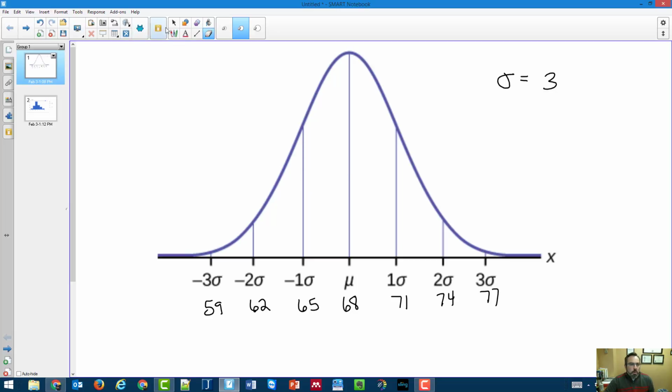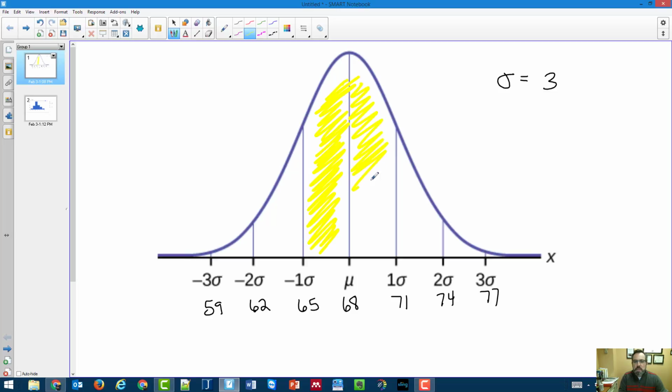Now, what does that really mean, or why do we do it? And this is where a lot of people struggle. It's dividing up this area and using this normal distribution so that we can measure the percentages of people. So in the middle 2 columns, and I'm going to use a yellow, that's 1 standard deviation away, from 65 all the way up to 71.